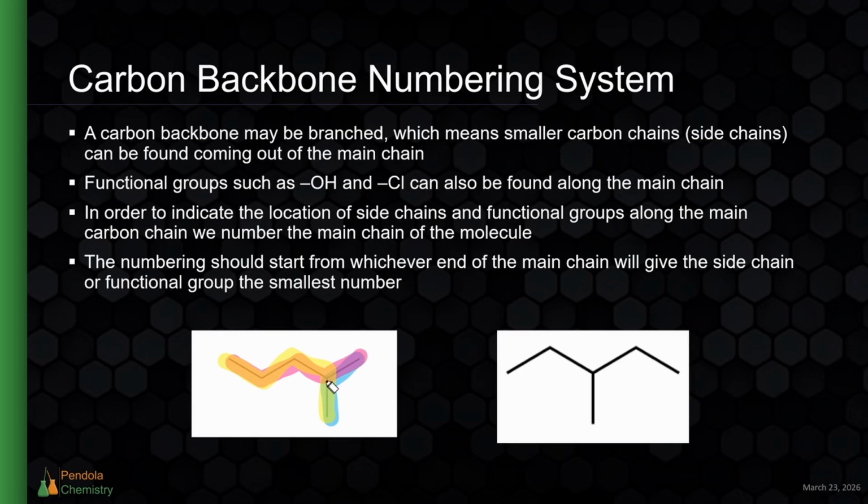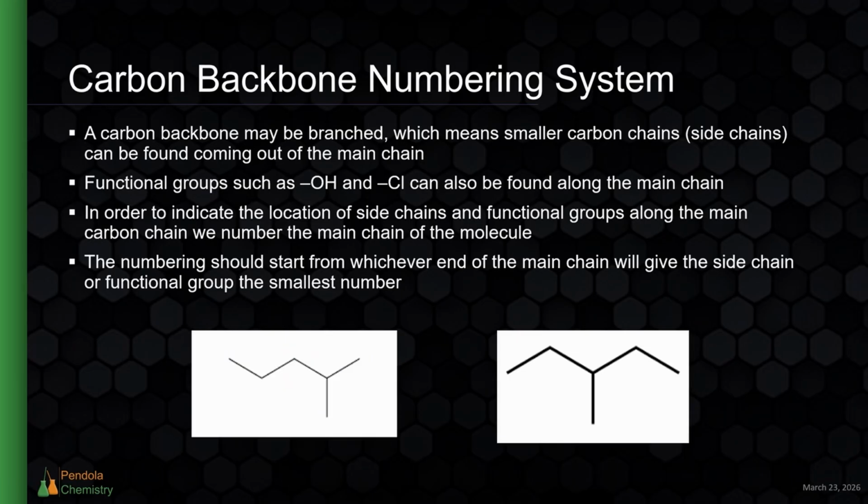We can't use the 3 carbon chain because it needs to be the longest chain available. So we could use either the chain where we go 1, 2, 3, 4, 5, or a chain where we go 1, 2, 3, 4, 5. It doesn't matter because in either case we have a 5 carbon chain where we have a side chain coming out of the second carbon in.